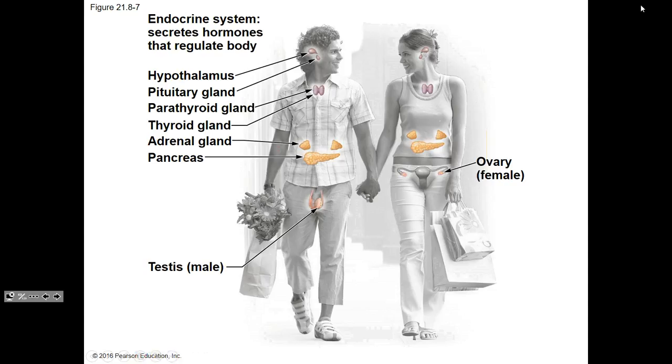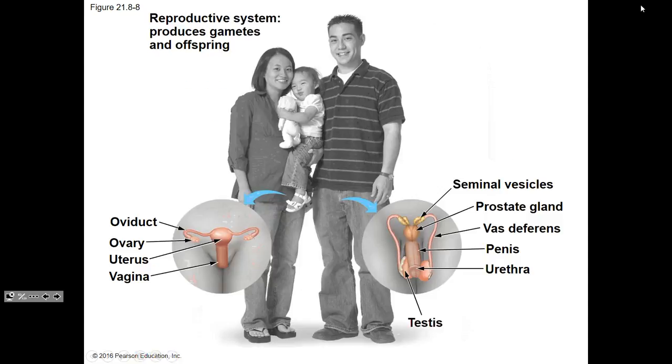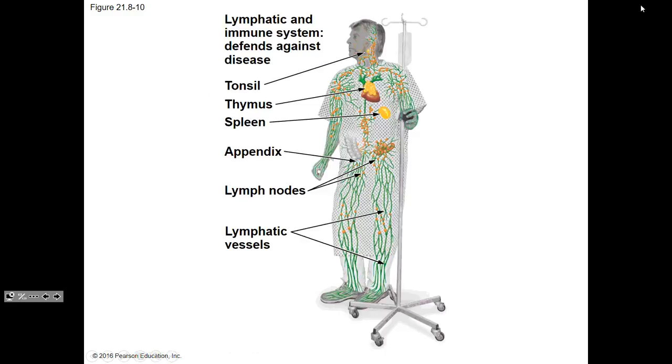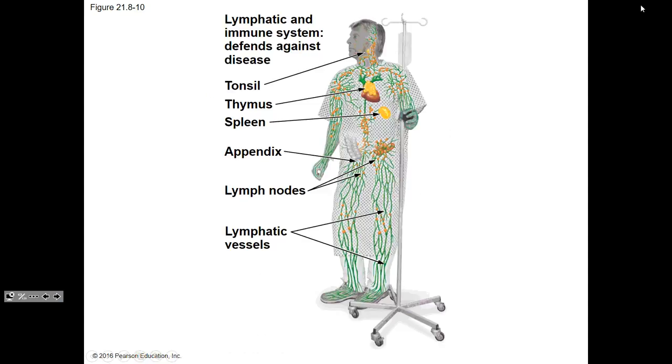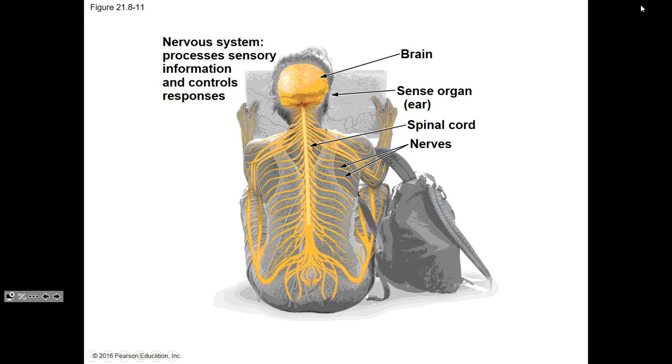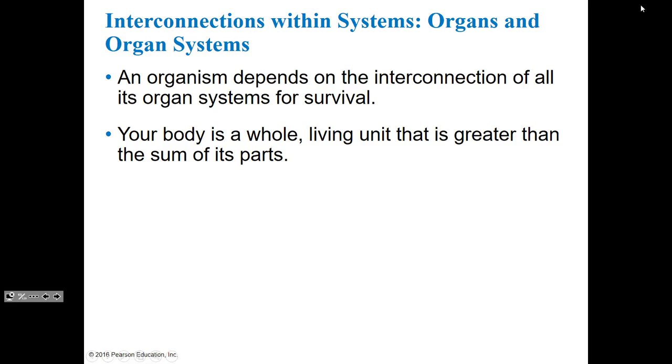The endocrine system, so hormones, we'll do that as part of our system. So these are the organs involved there. Reproductive. Skin, we're not really doing the system for skin, but we just reviewed connective tissue and stuff, so hair and nails are included there. Lymphatic and immune system, we'll do that one. Nervous system.